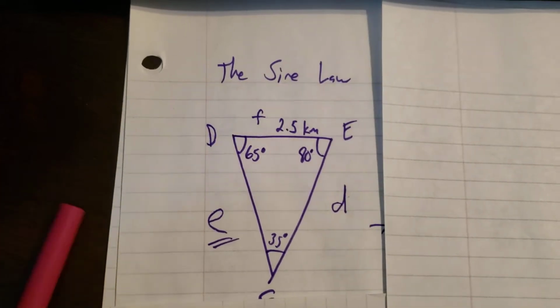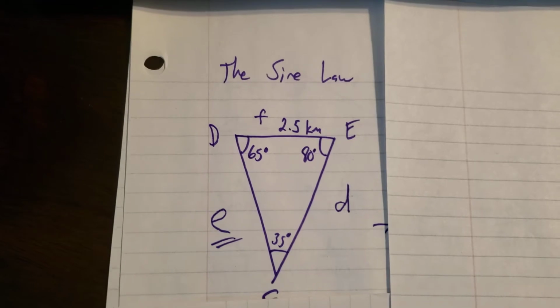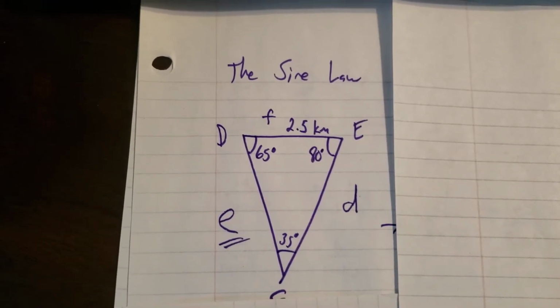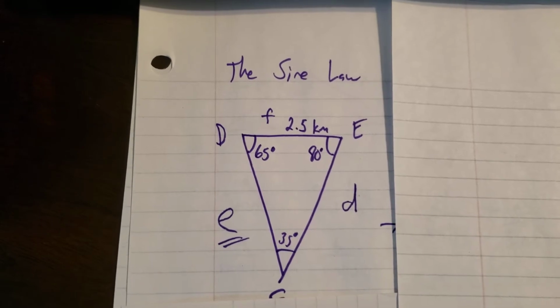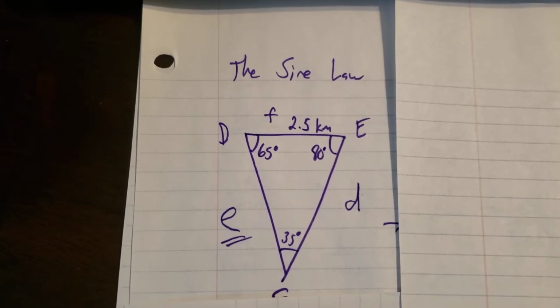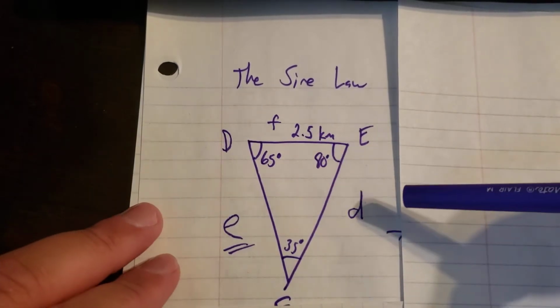So we're looking at the sine law here. The sine law is applied to triangles that are not right triangles. Remember, when we had right triangles, we would use sine, cosine, and tangent using our opposite, adjacent, and hypotenuse. However, since we don't have a right angle here, we don't really have a hypotenuse to be speaking of. So in this case, we're going to be applying what's called our sine law.